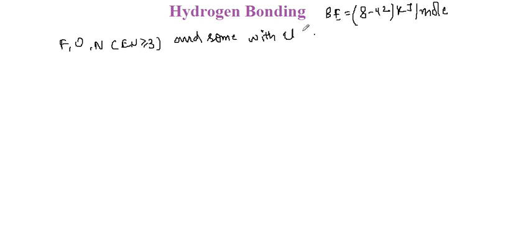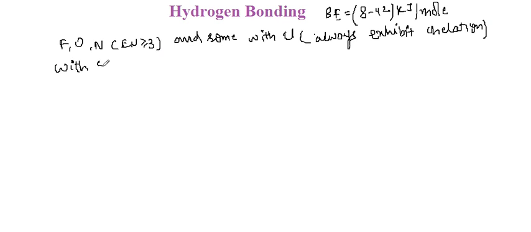Okay, chlorine always exhibits chelation. Chelation means the tendency to form a long chain, and it is also shown with sp hybridized carbon atom.